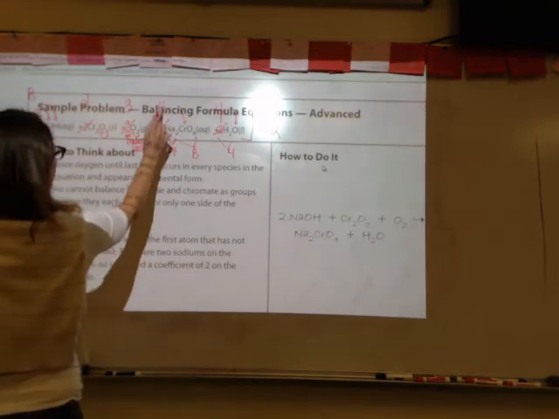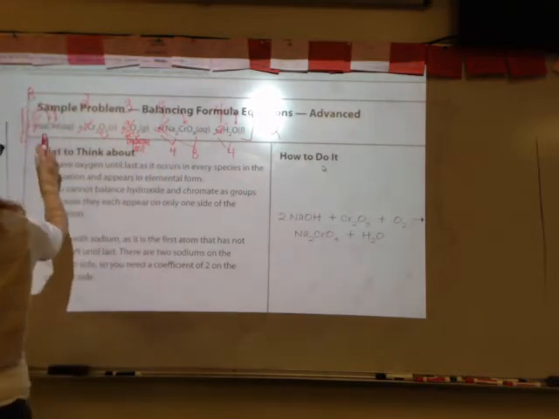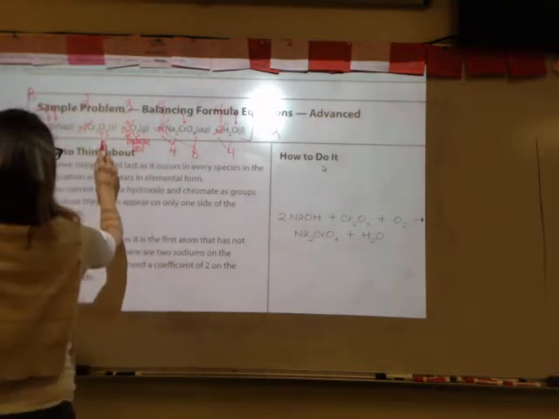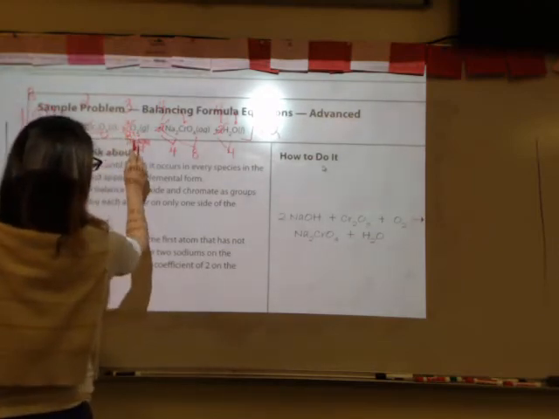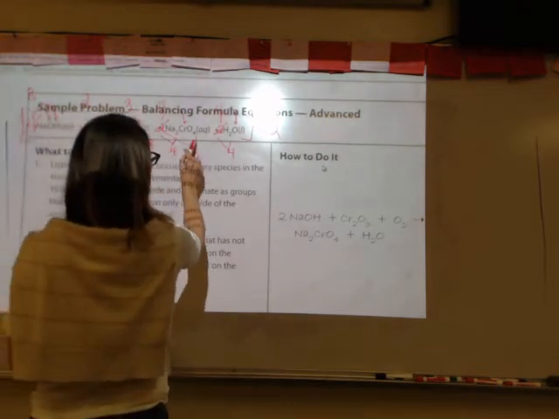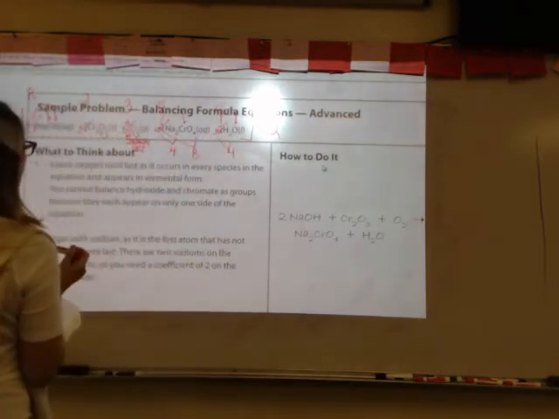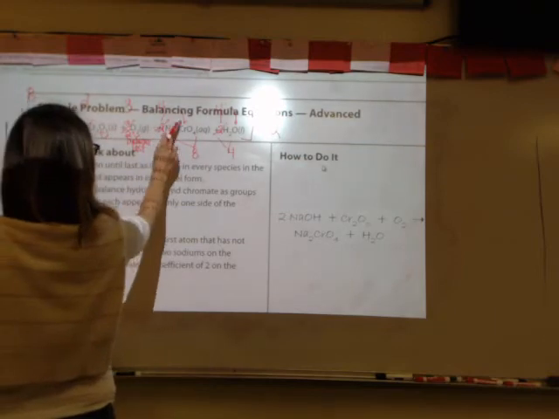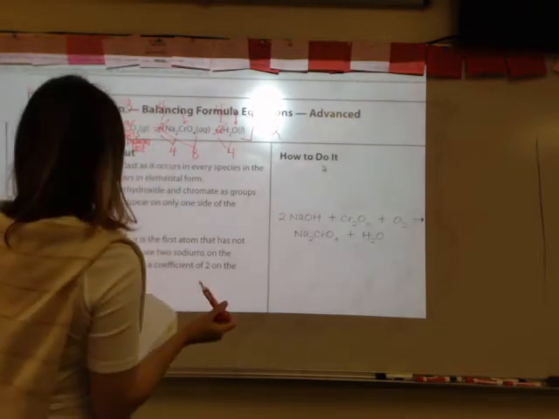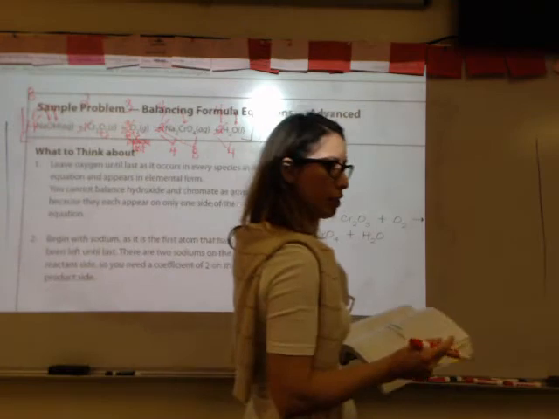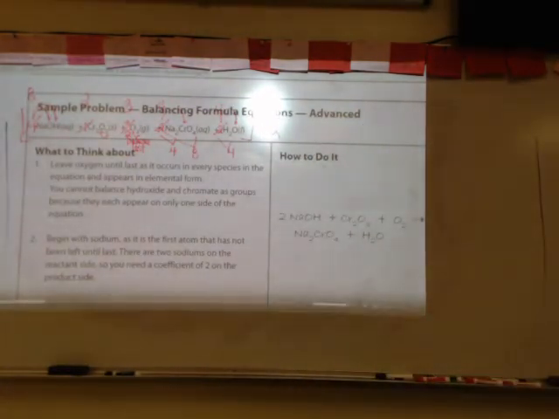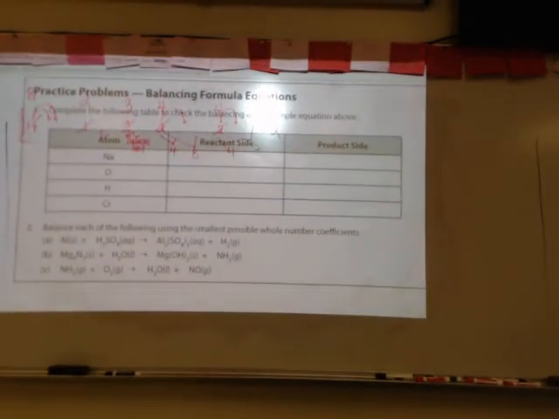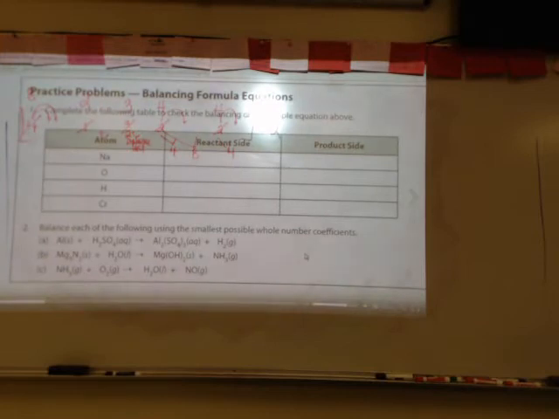I have 8 sodiums, 4 times 2 is 8. I have 8 oxygen here, 6 here. So that's going to be 14 plus 6 here, which is 20. So you have 16 plus 4 oxygens, which is 20. I have 4 chromium on each side, and it looks like I'm balanced, 8 hydrogens on each side. Okay, so that's a more challenging problem for balancing. Now, let's take a look here at the practice problems.